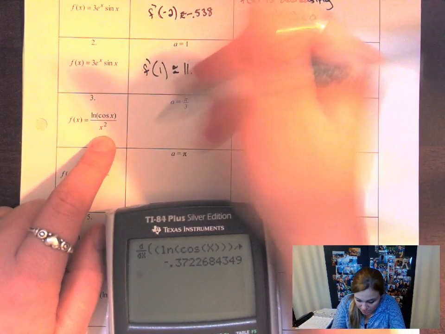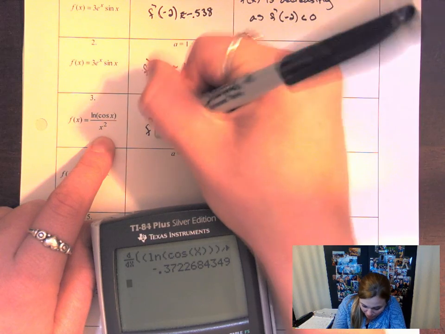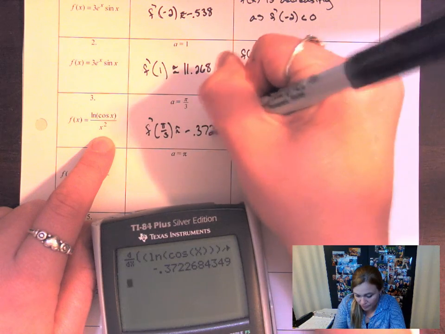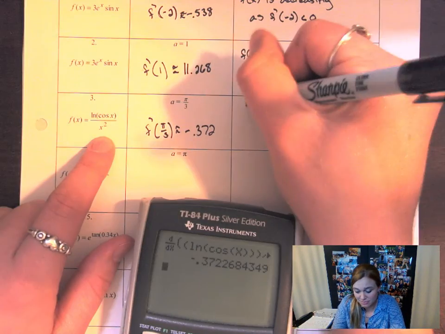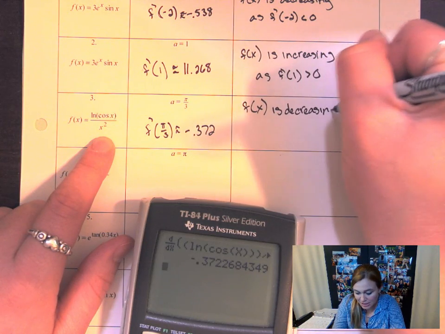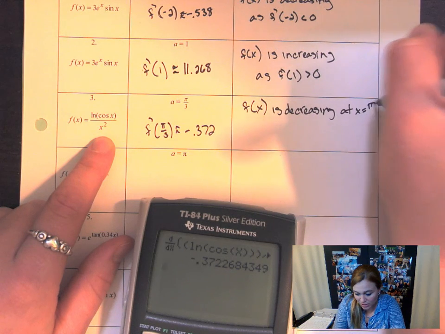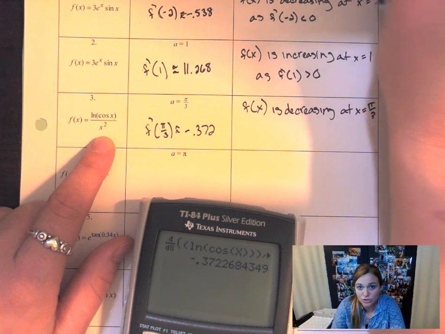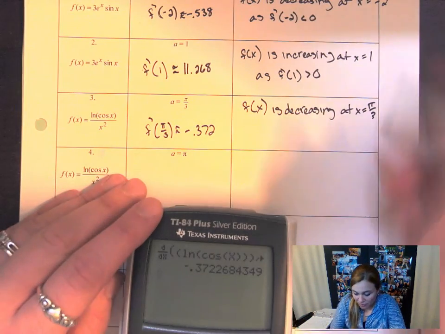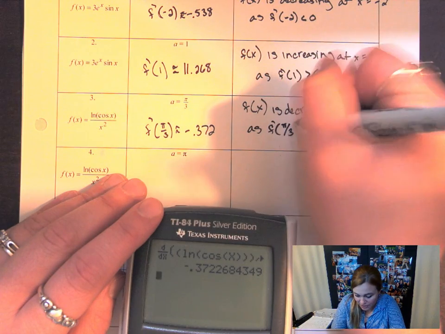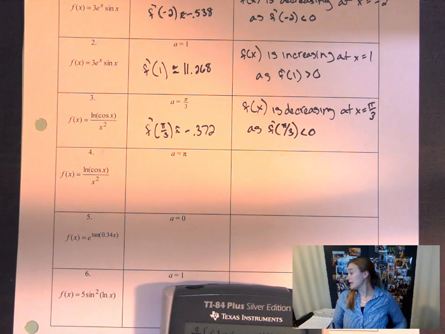So I get f prime of pi over 3 is approximately negative 0.372. So what would this function be doing? It's decreasing. And I should say at x equals pi over 3. At pi over 3, and then my reason is f prime of pi over 3 is less than 0.